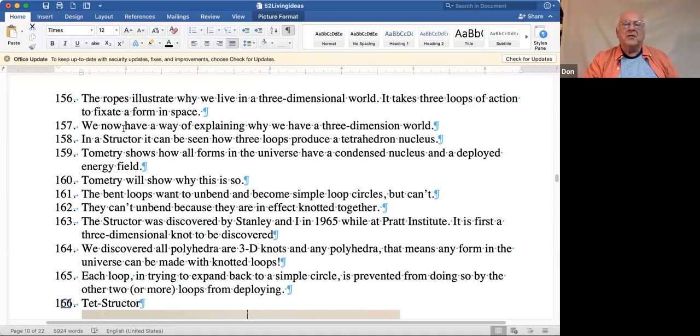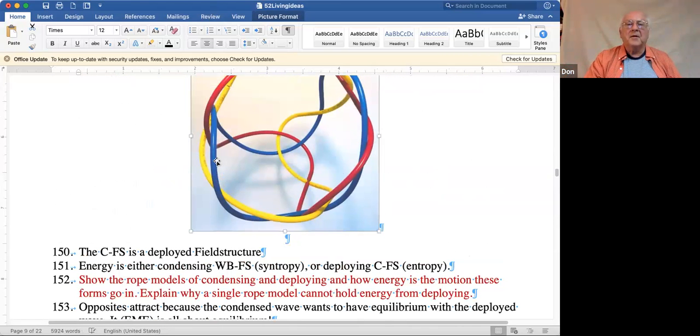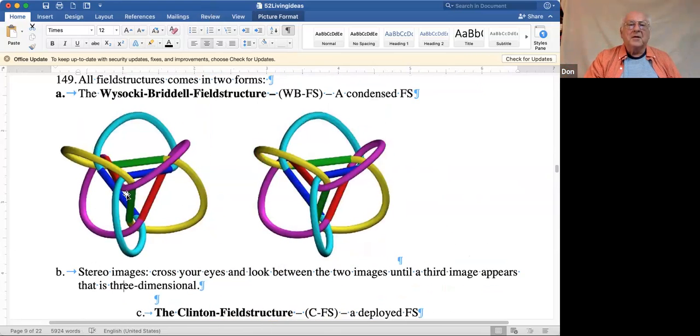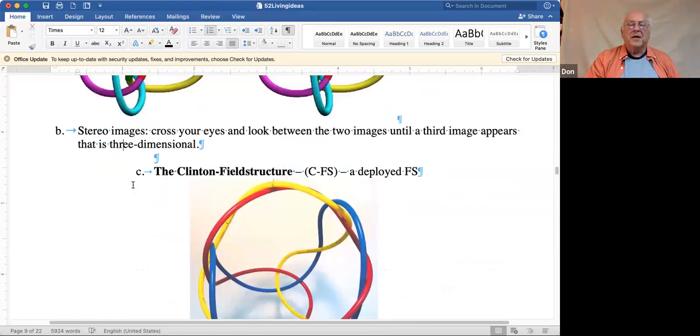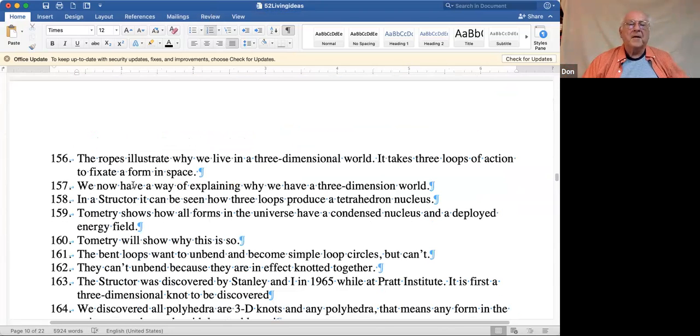We now have a way of explaining why we have a 3-dimensional world, because we got 3 action loops interacting with itself, producing a polyhedra. You see the tetrahedron in here. So these 3 loops are producing a tetrahedron. And we'll see that these loops produce all the geometric forms. We now have in a structure, it can be seen how 3 loops produce the tetrahedron nucleus.